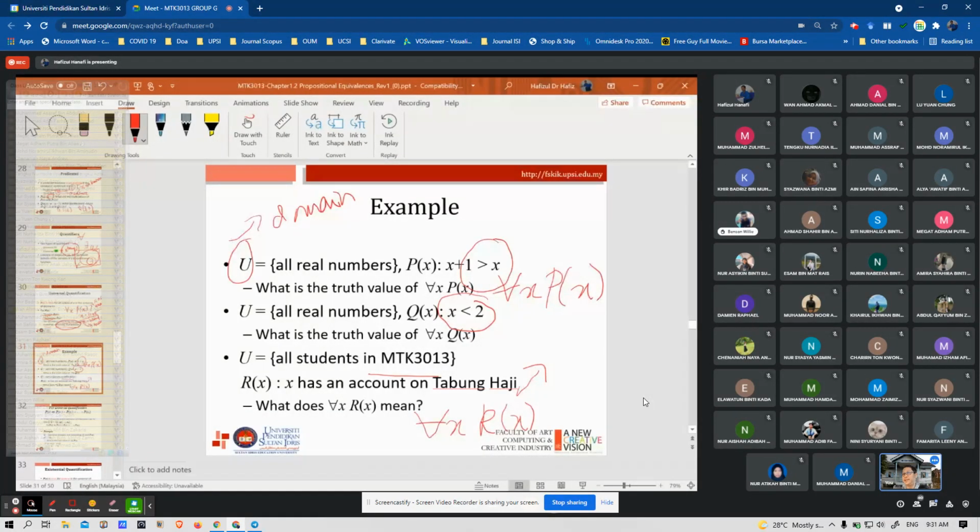Okay, this one is the direct interpretation of for all. You must remember that for all, you need to have a domain. First you need to assign a specific value for the predicate, and then you need to quantify. These are the two conditions you must remember.